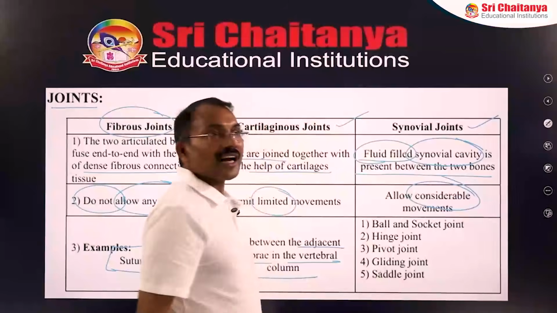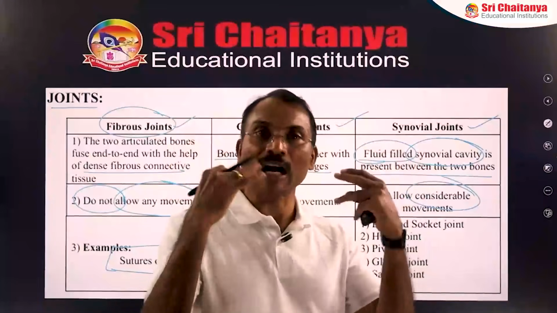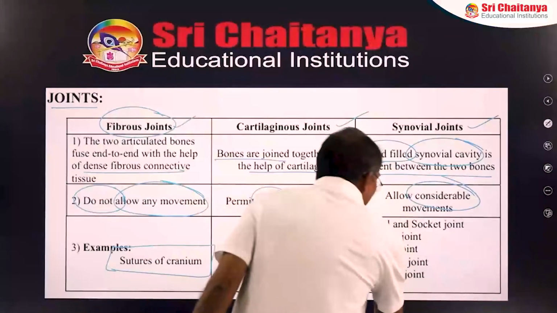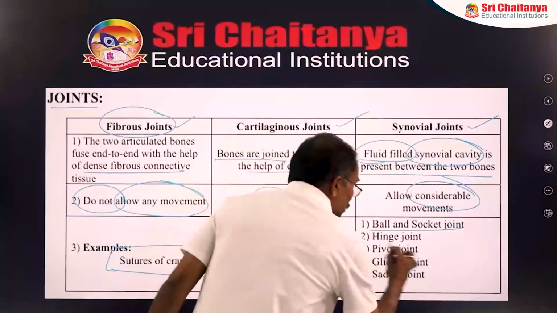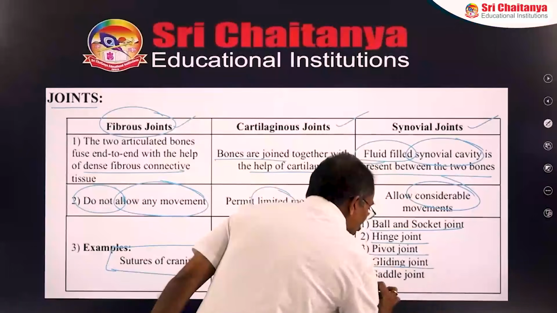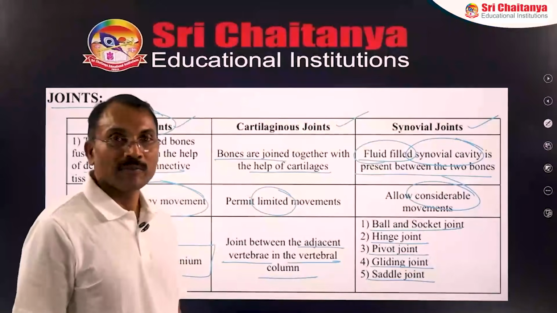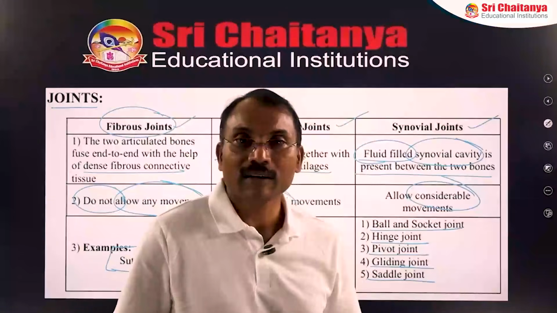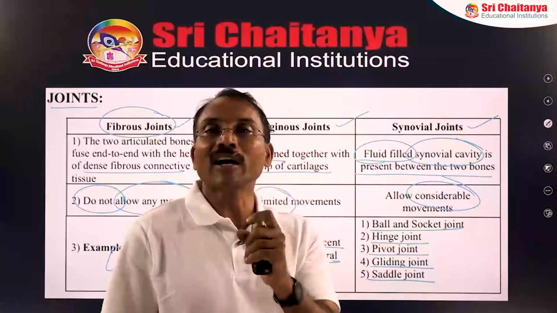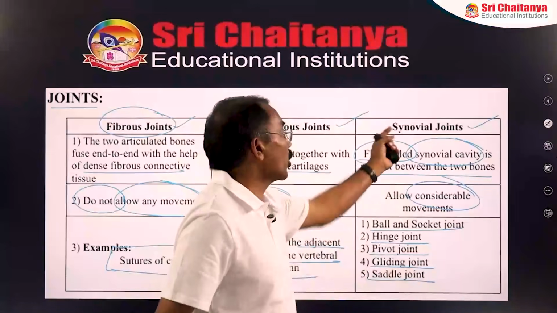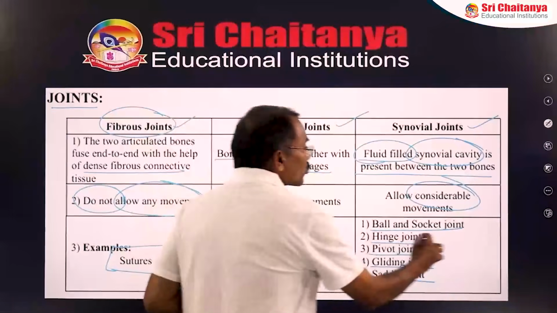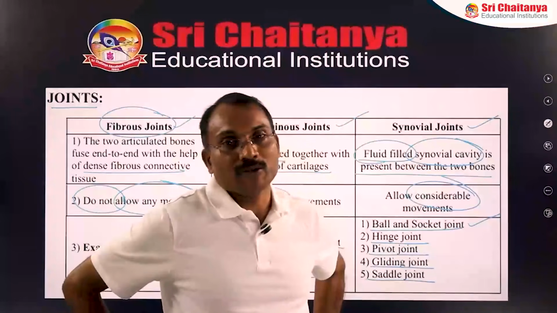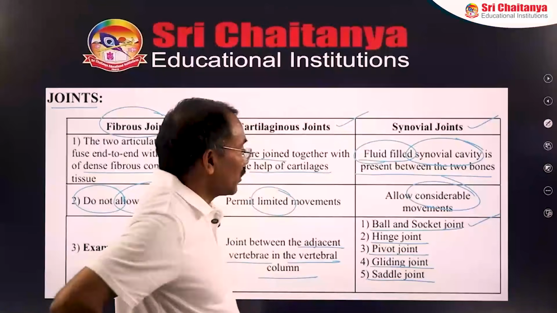Synovial joints. There are different types of synovial joints in our body. All these synovial joints are freely movable joints. These are ball and socket joint, hinge joint, pivot joint, gliding joint, saddle joint. In addition to these, condyloid joint is also there in our endoskeleton. That condyloid joint also comes under synovial joints. Ball and socket joint, for example, the shoulder joint as well as the hip joint. Both come under ball and socket joint.